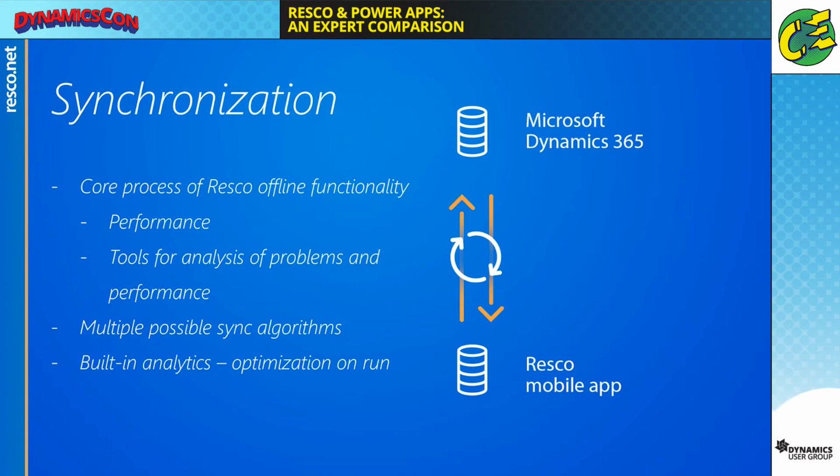First, Resco. So the synchronization is actually the core process of the whole Resco offline functionality. Our main focus is the performance, but also the tools for analysis of the problems of the performance, because from our experience, we know that regarding the various types of organizations and data structure, there will always be some problems, either errors or problems with performance. And we want to provide as much information about these so the administrator is able to tackle these problems effectively.